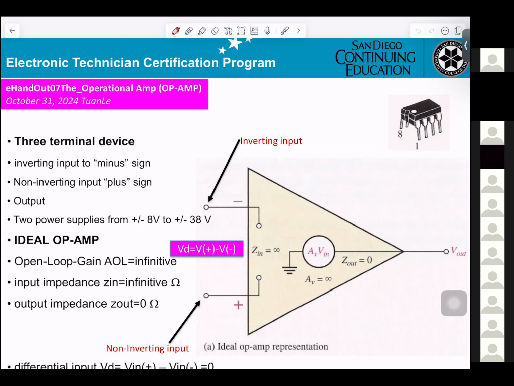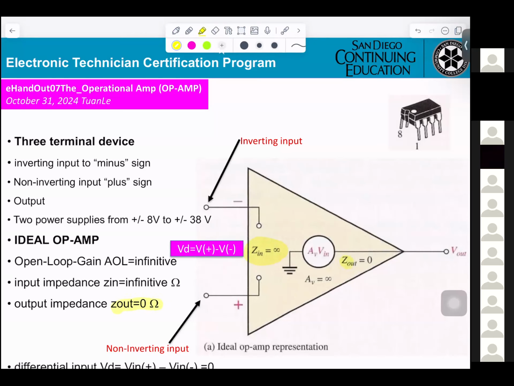Input impedance. If you look into the op amp, between the positive and negative inputs, you get the input resistance impedance. They want it to be infinity. Why do they want it infinity? That means they do not allow current to flow into the op amp. Okay. Output impedance.